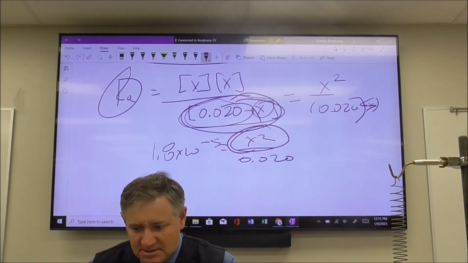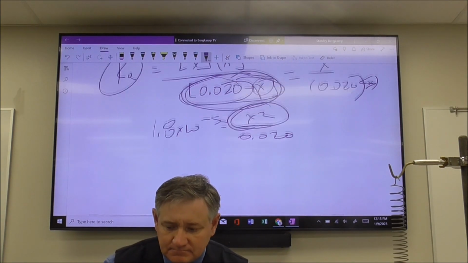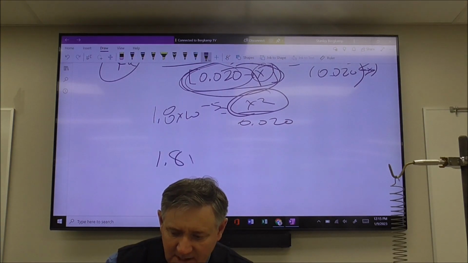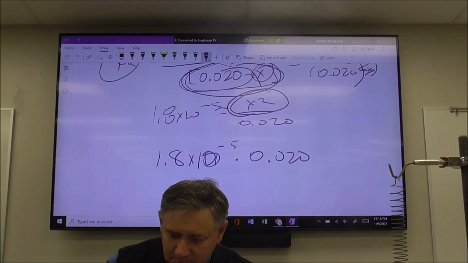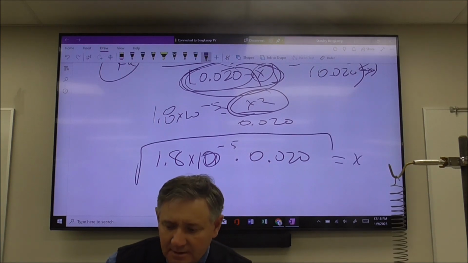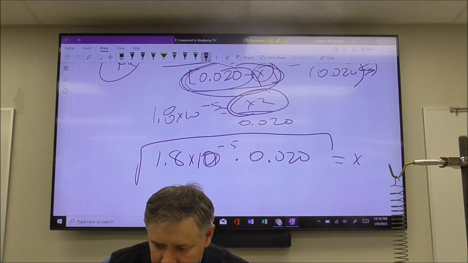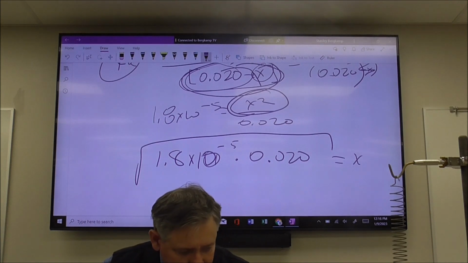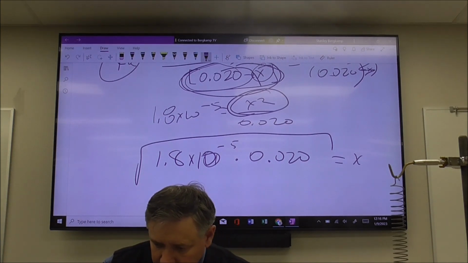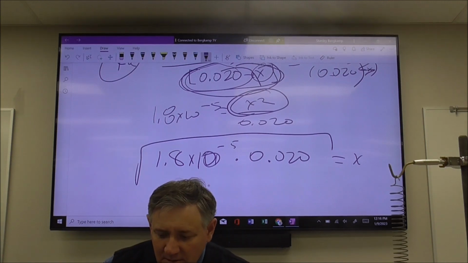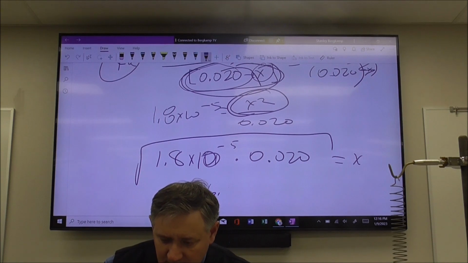So here's my question. Gracie, how am I going to get X by itself? Multiply by 0.02. So I'm going to take my Ka value multiplied by 0.020, and then what? Square root. Then I'll take the square root of that. So somebody take 1.8 times 10 to the negative fifth times 0.02 and then take the square root of that. What'd you get? 6.0 times 10 to the negative 4.